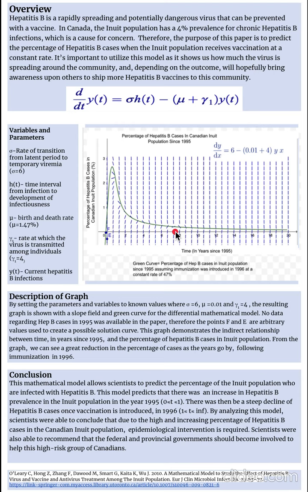So by analyzing this model, scientists were able to conclude that in order to keep the number of Hep B cases steadily declining and low, vaccination is certainly needed. And they recommended that the Canadian government become involved to help this high-risk group of Canadians and help them from this preventable disease.